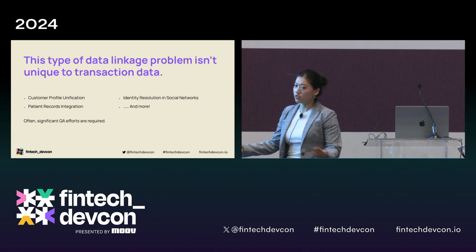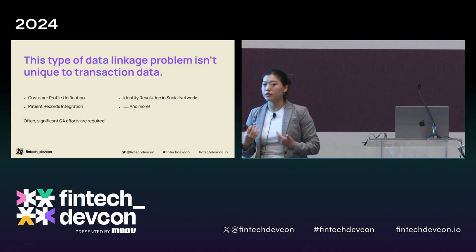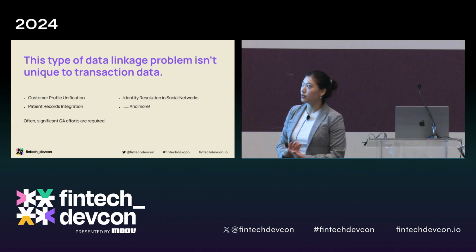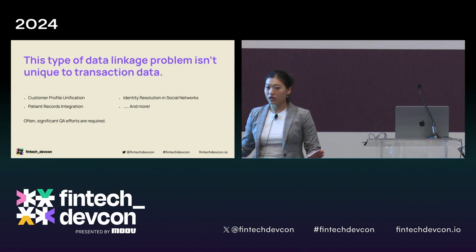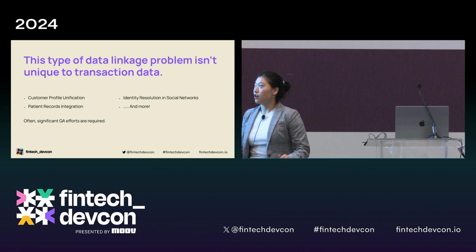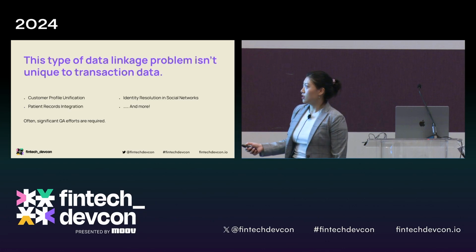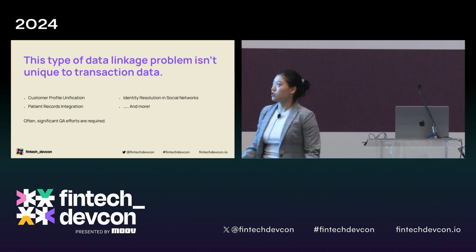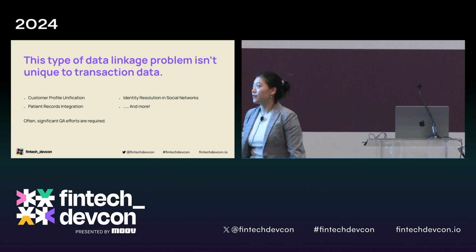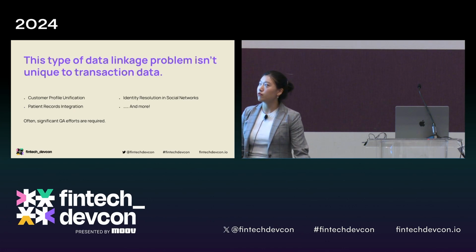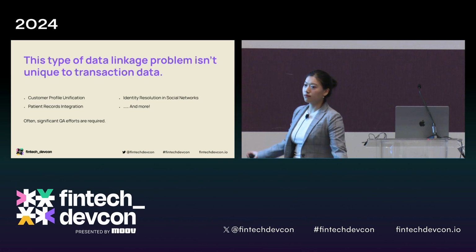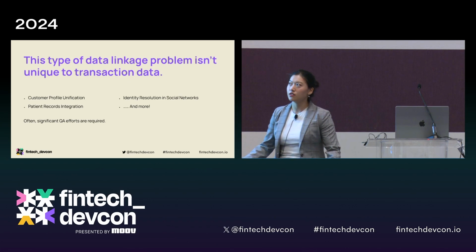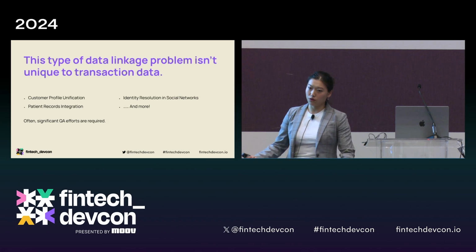Cool. So this is a problem. You might also recall some similar problems during your product development. We call this the data linkage problem. This isn't unique to transaction data. In finance, we always have the problem of customer profile unification. In healthcare, we've seen patient record integration. In social networks, we have the identity resolution problem, and more. So what do we do? Oftentimes, significant QA efforts are required.